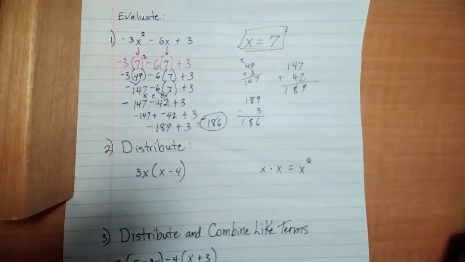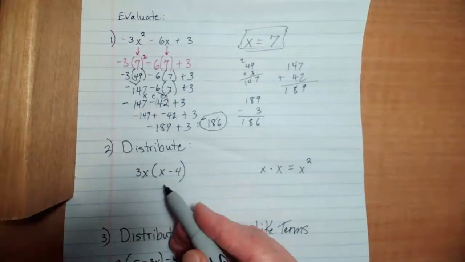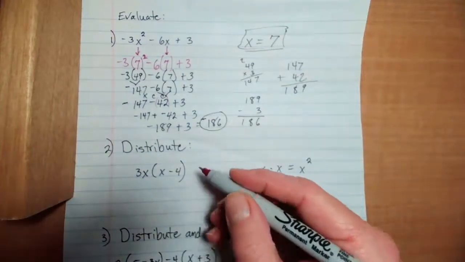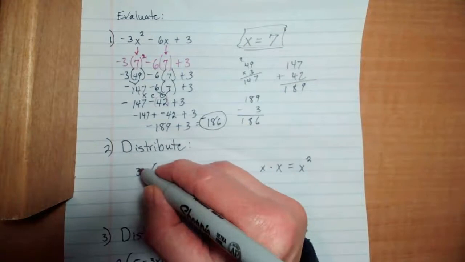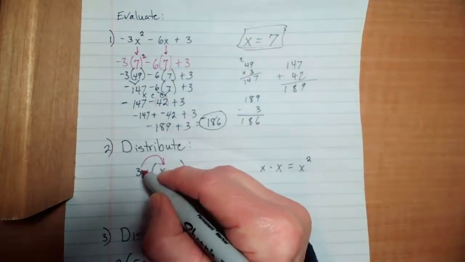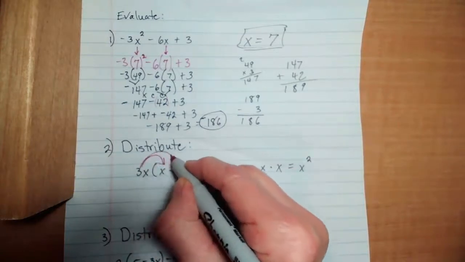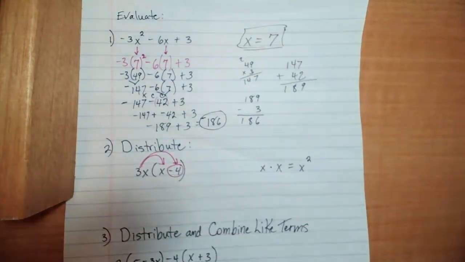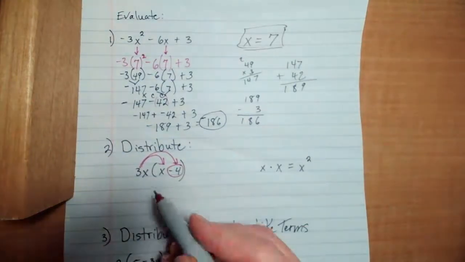Number 2, we've got 3x times the quantity x minus 4. Now, if this was 9 minus 4, we could solve what was in the parentheses, but it isn't. We have an unknown. So in order to solve it, we distribute. So we have 3x times x. We have 3x times negative 4. I like to think of the sign with the number. It just helps me when I multiply.